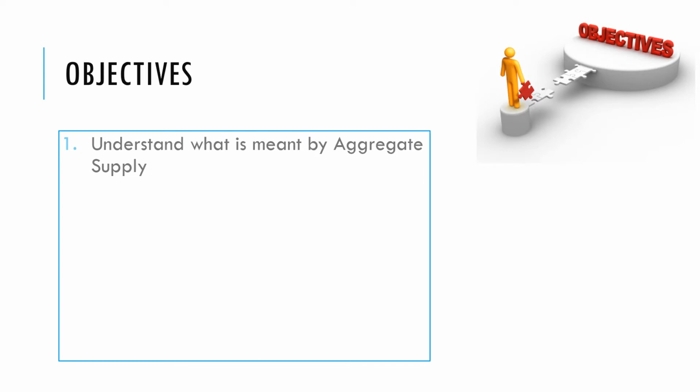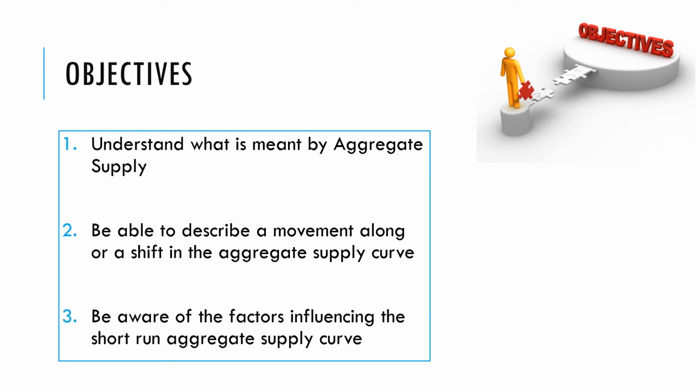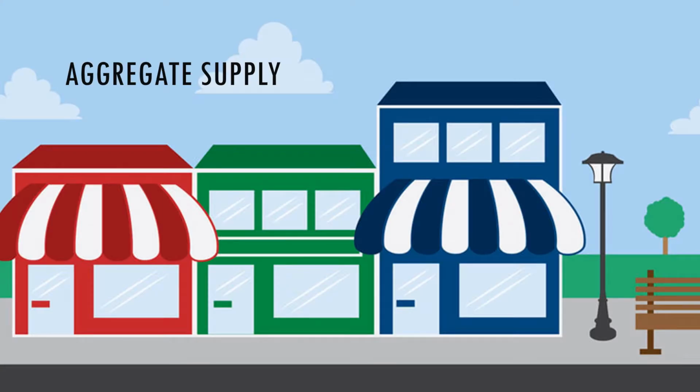In this video today, we're going to look at what is meant by aggregate supply, be able to describe a movement along or a shift in the aggregate supply curve, and finally look at the factors that influence the short-run aggregate supply curve. So let's start off with what is meant by aggregate supply.